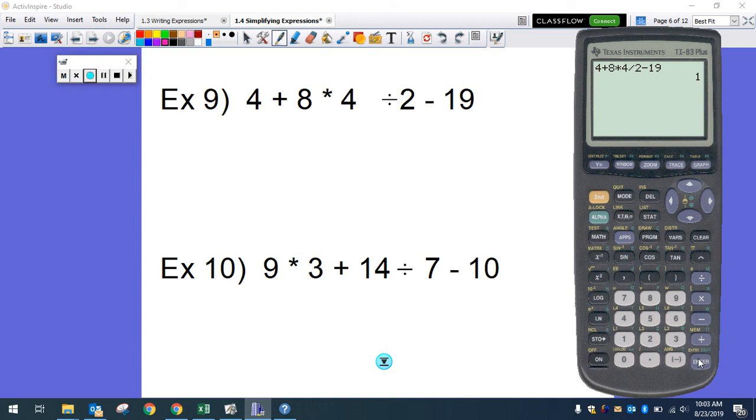All right, here's how 10 should have looked in your calculator. 9 times 3 plus 14 divided by 7 minus 10. And you should have gotten 19.